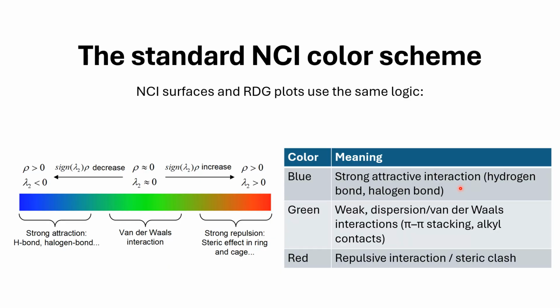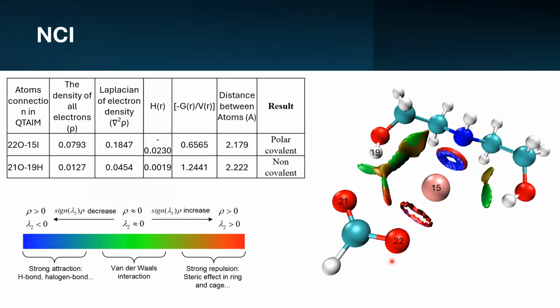And then if it's green, it's weak dispersion interactions, van der Waals, pi-pi stacking, etc. And if it's red, it is a repulsive interaction or a steric clash. So now we're going to use this value on our molecule, and this plot I got from the NCI analysis. And then I also put the same QTAIM table here so you can directly compare things.